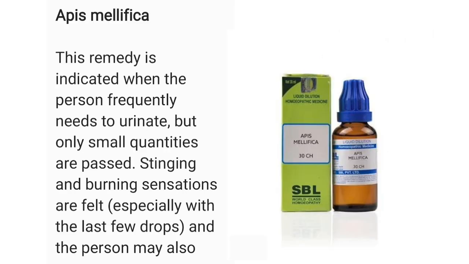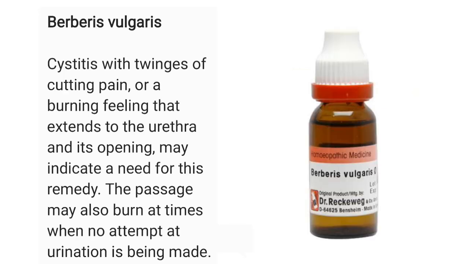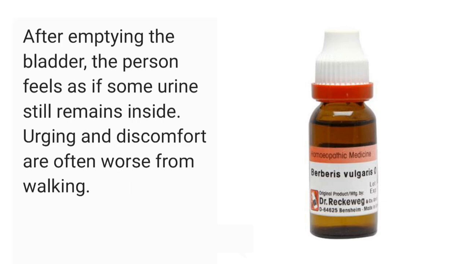Apis mellifica is also an excellent homeopathic remedy for treating acute pyelonephritis. This remedy is indicated when the person frequently needs to urinate but only small quantities are passed. Apis mellifica 30 potency can be taken daily 2 times. Then next comes Berberis vulgaris. Berberis vulgaris is a very frequent and excellent remedy recommended for UTI cases. In this, cystitis with twinges of cutting pain, urging and discomfort are often worse from walking. This remedy can be taken in mother tincture form, daily 15 drops in 1/4 cup of water 3 times.